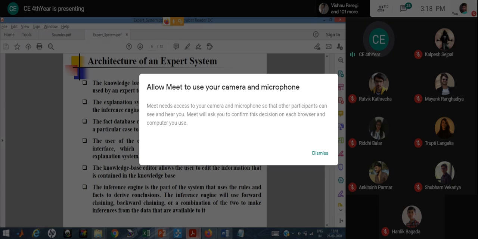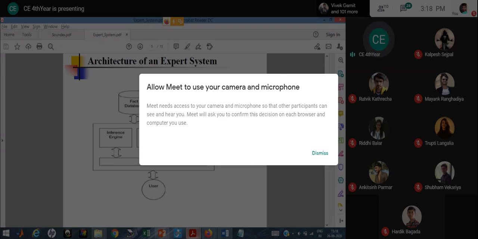The explanation system that provides the information. See, this explanation system provides the information to the user about how the inference engine arrived at the conclusion.